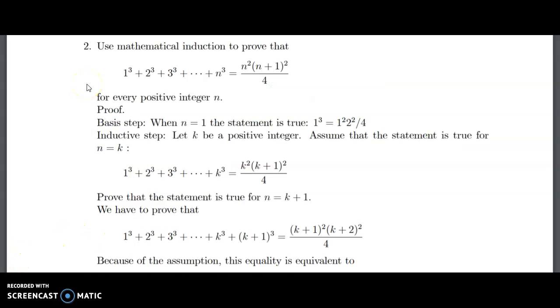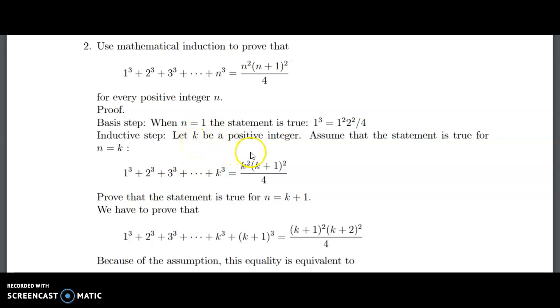Problem 2. Use mathematical induction to prove that the sum of the cubes of the first n positive integers is equal to n squared times n plus 1 squared divided by 4. The basic step: we check that the statement is true when n is equal to 1. It becomes 1 cubed equals 1 squared times 2 squared divided by 4, which is obviously true. The inductive step.